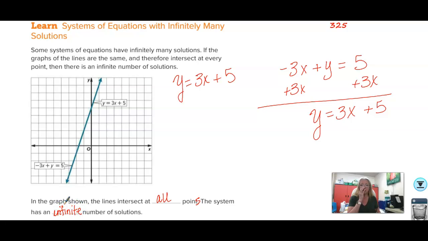Okay, so in the graph, the lines intersect at all points. The system has an infinite number of solutions. So you would graph this one, and then you would graph this one right on top of it. Sometimes if you're using a graphing calculator, you can graph one in blue and one in red, and then it gives you a purple line or something like that. But yeah.